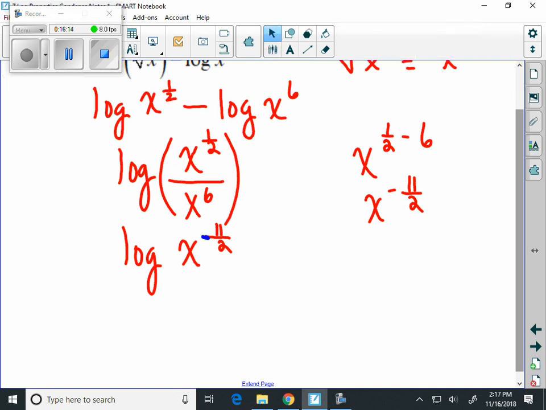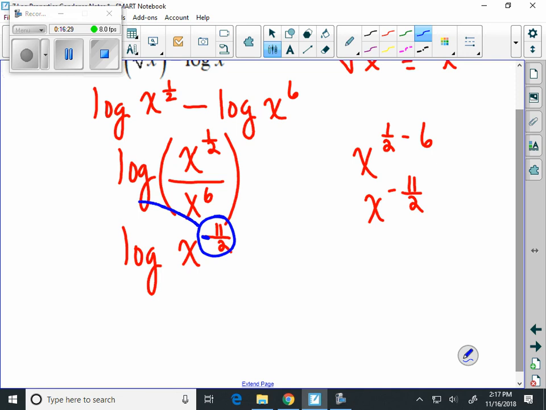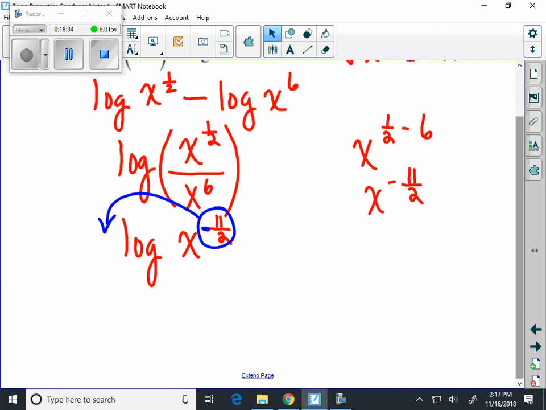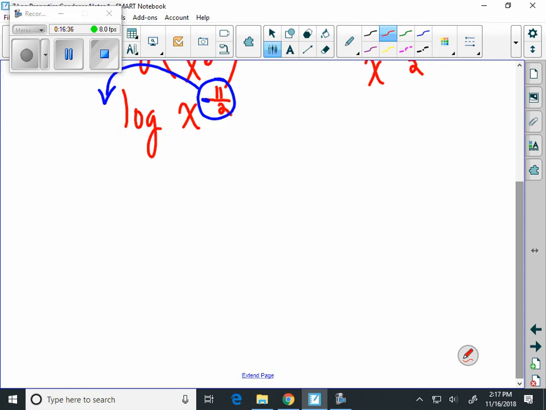But the directions say that we want to express powers as factors. So even though we've simplified this, when we finish, what we want to do is take this exponent and write it out in front of our logarithm. And we'll end up with negative 11/2 times log of x.